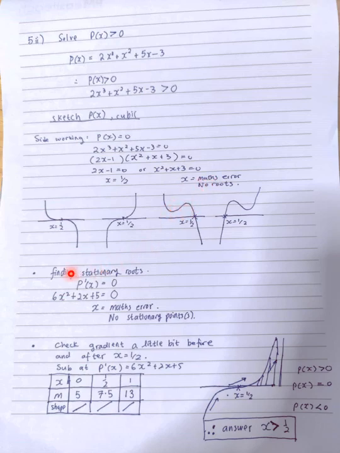So how do you find the stationary point? By differentiating p(x) and then equating it to 0, then you will get your stationary point. Differentiate p(x), you get 6x squared plus 2x plus 5, equate it to 0, because we want to find the stationary point. But x equals maths error, so therefore you have no stationary point. So this is not the one, because you have stationary points here. So it must be either this one or this one.